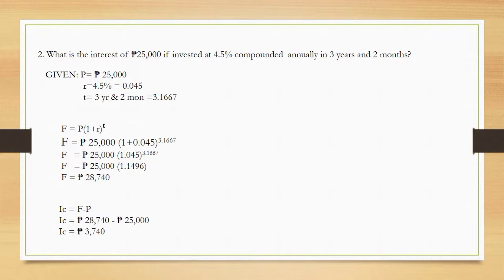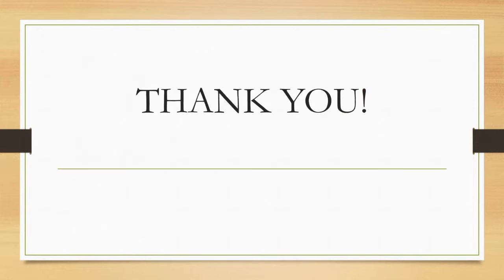And to get the compound interest, it is equal to F, or future value, minus principal. So 28,740 pesos minus 25,000 pesos is equal to 3,740 pesos. And that's all.